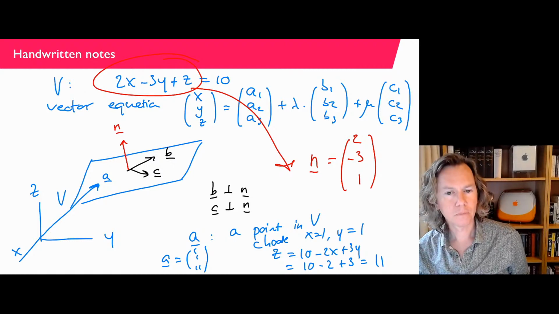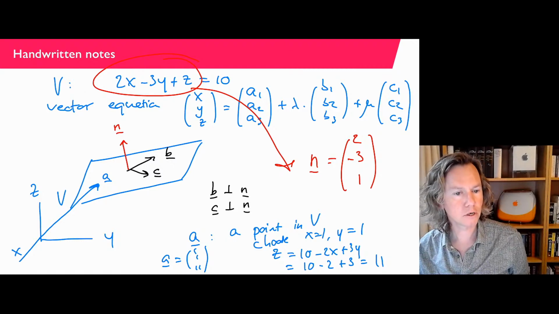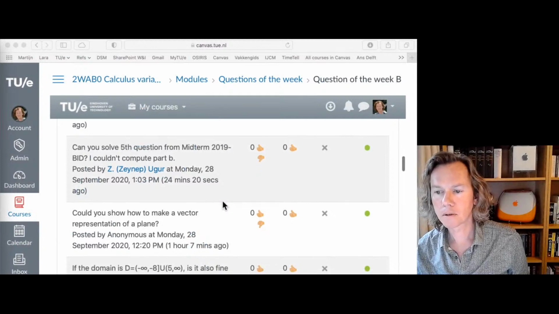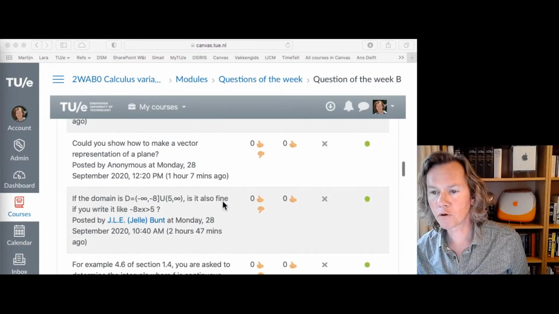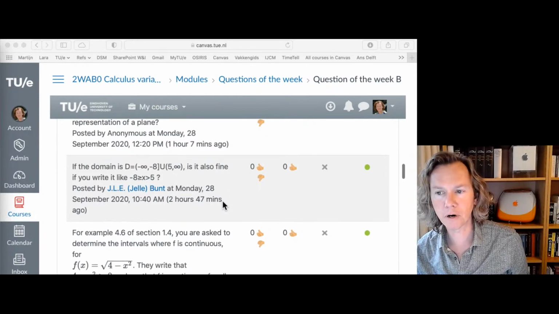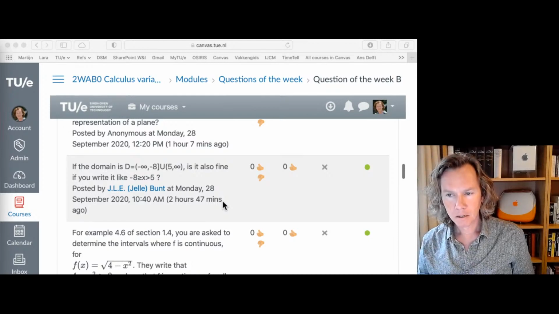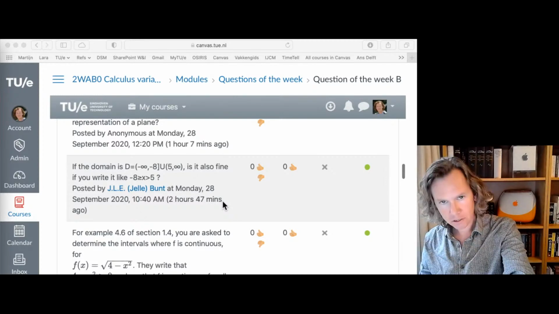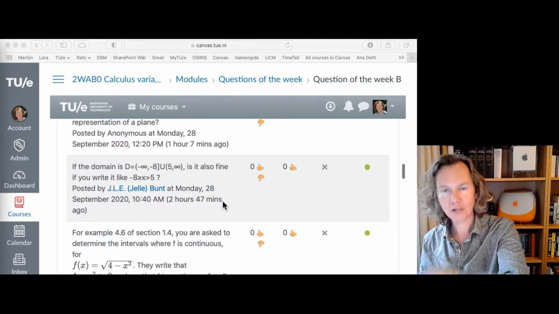Okay, so let's see. I'm going to switch to the questions again. If the domain equals minus infinity up to minus 8, and then union 5 to infinity, is it fine to write it like this? If you add to that all x that satisfy this inequality, then it's okay.